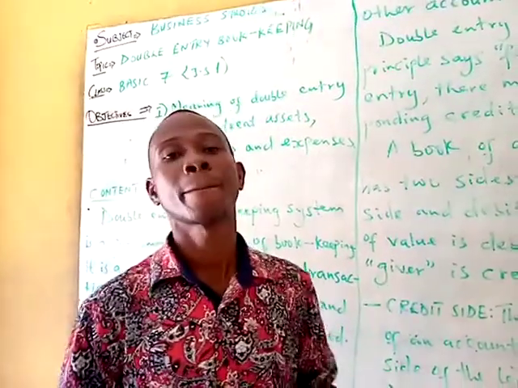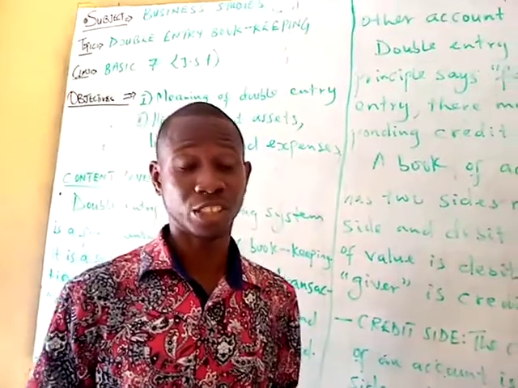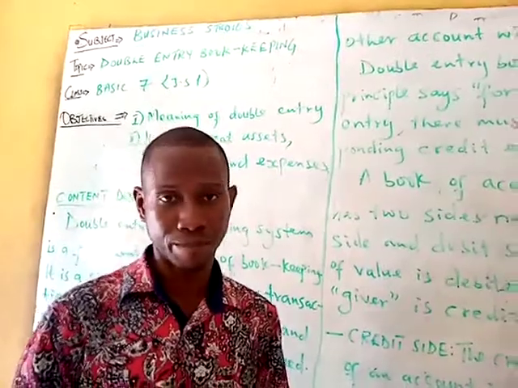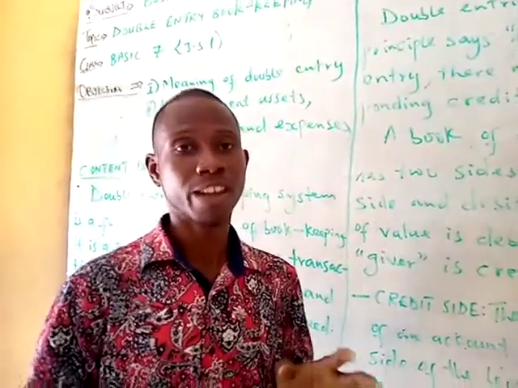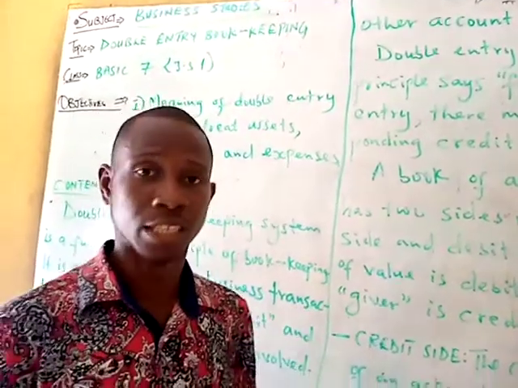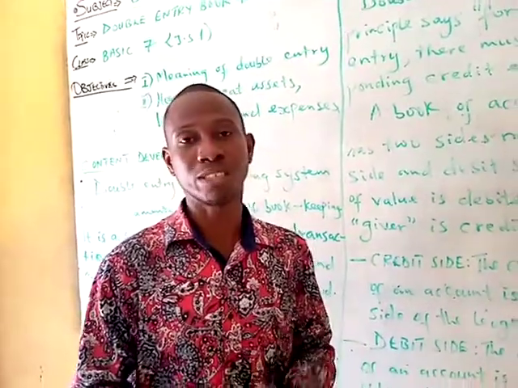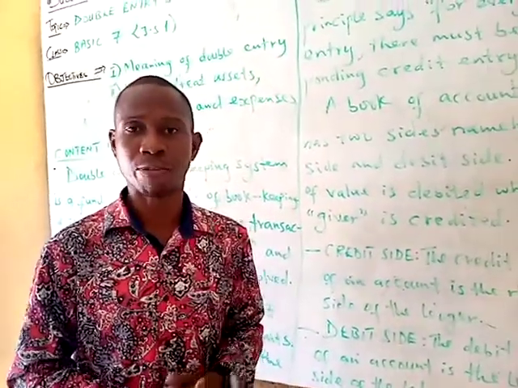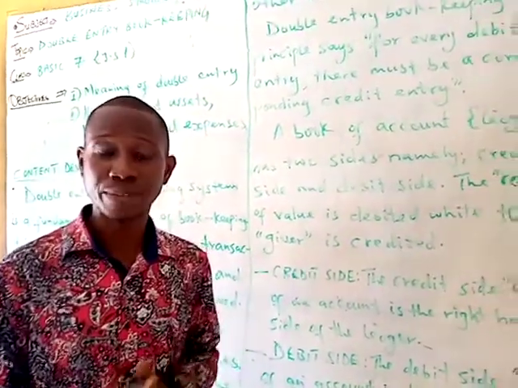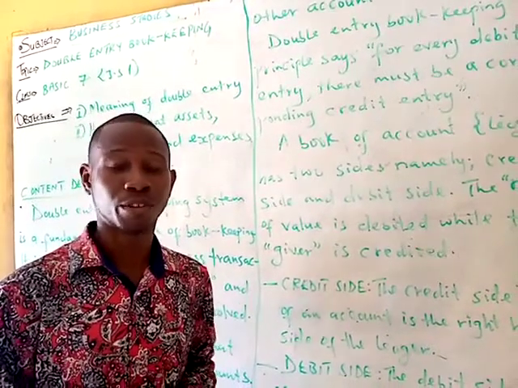And in the last class we discussed the topic of source documents. I believe by now we are already familiar with source documents, what they are, because we say they are the first or original documents in which we record transactions. And we give examples: the invoice, the receipt, the debit note, the credit note, the cash register, to mention but a few.